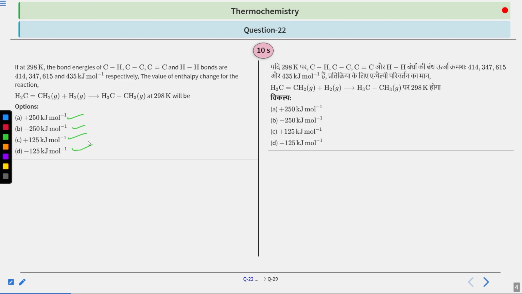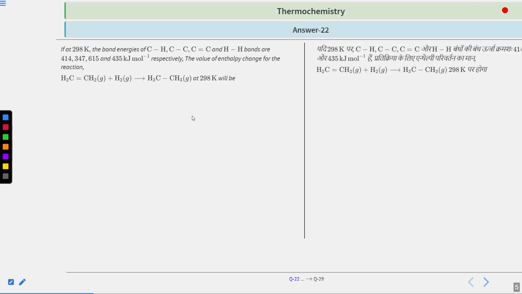So the hint for this question would be that the enthalpy of reaction can be written in terms of the bond energy. Once you are able to write that, the question will be very simple to solve. So your 10 seconds to solve this question starts now. Okay, so time is up. Let us move to the solution part.